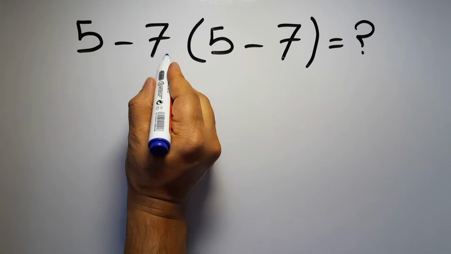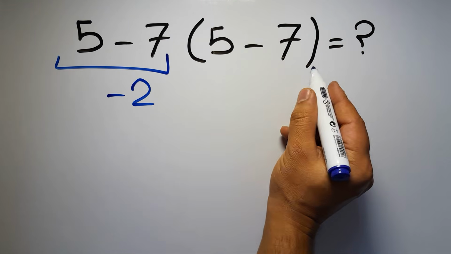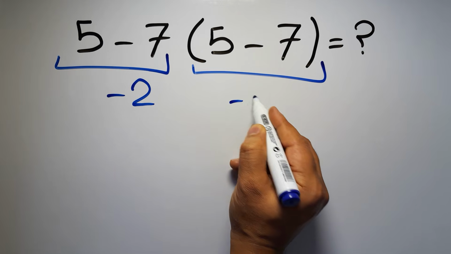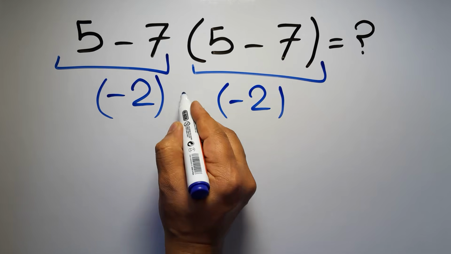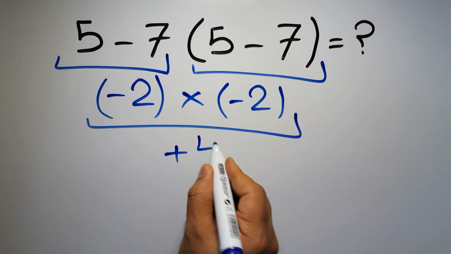5 minus 7 gives us negative 2. And again here inside this parenthesis we have 5 minus 7. Okay? So negative 2 times negative 2, which equals positive 4.